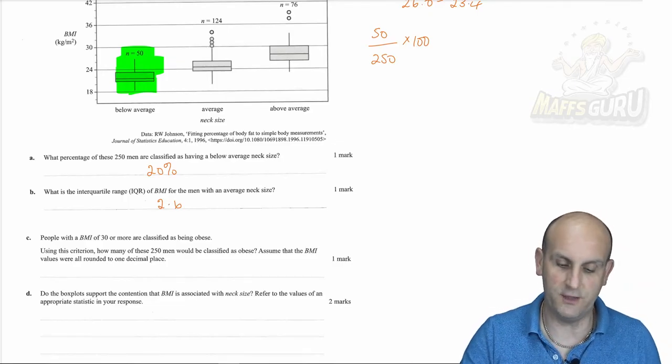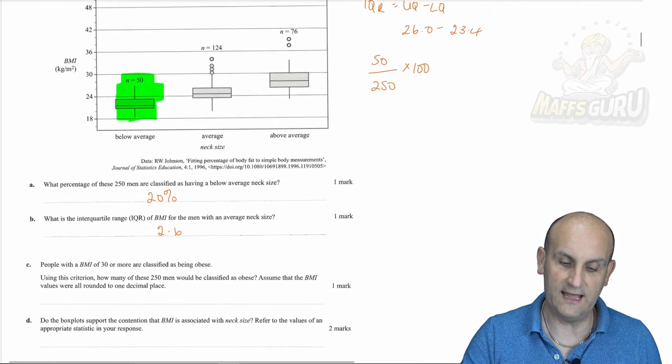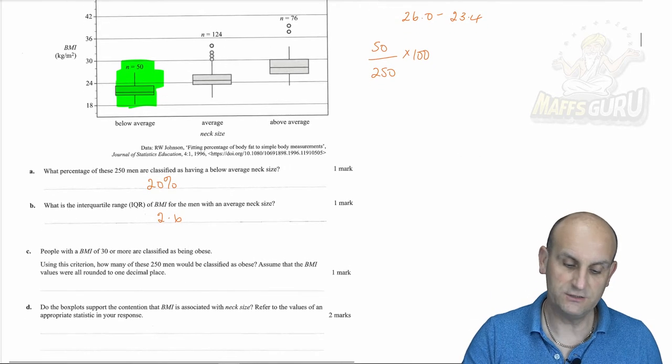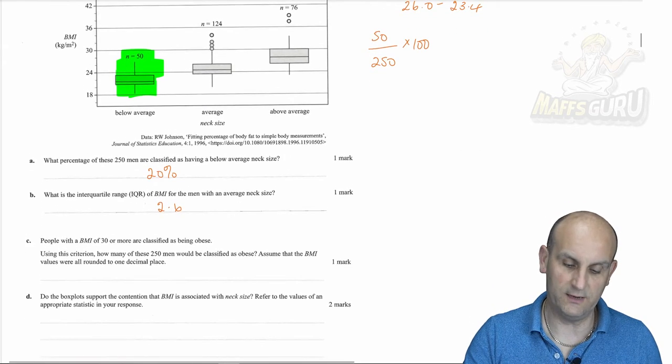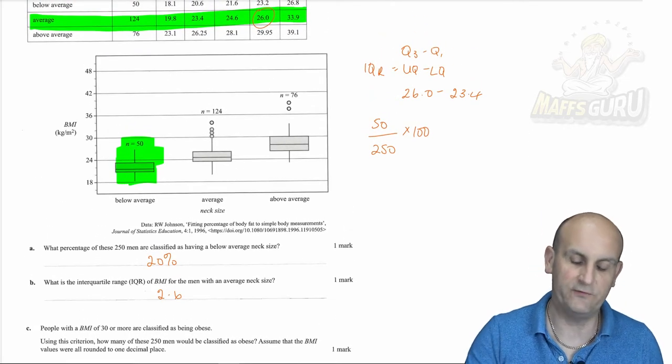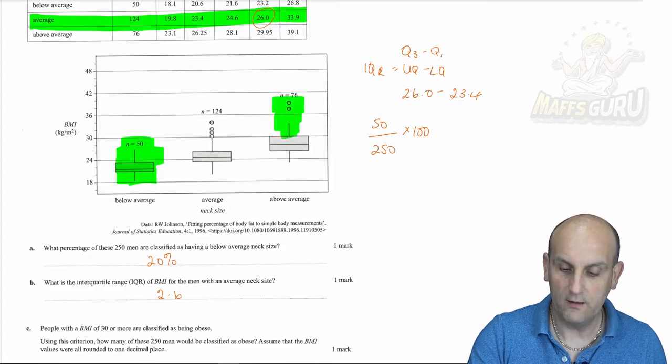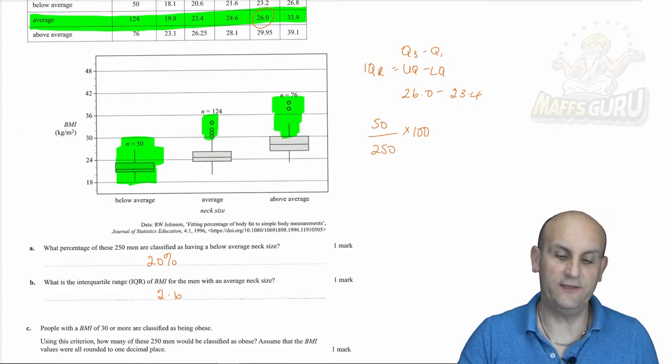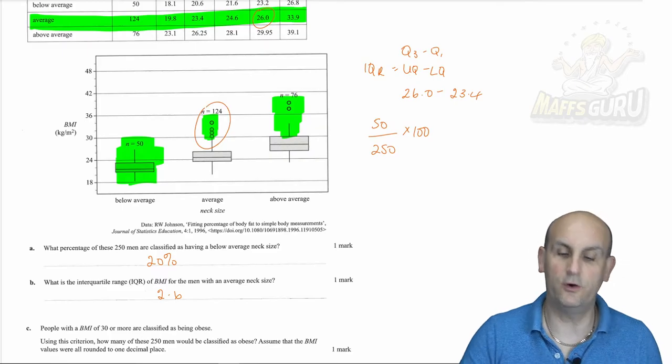People with a BMI of 30 or more are classified as being obese. Assume BMI values were all rounded to one decimal place. How many of the 250 men were classified as obese? And again, so more than 30. I think here was where people got tricked.